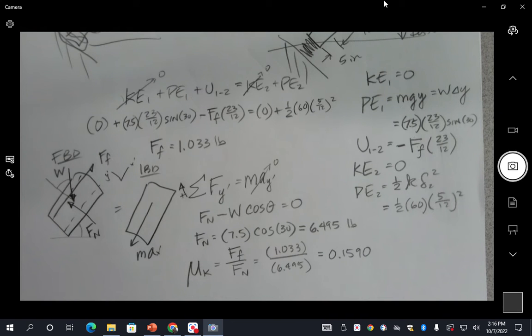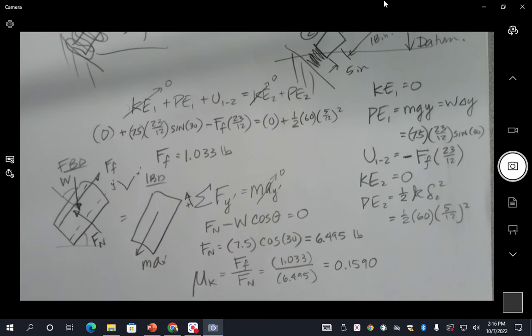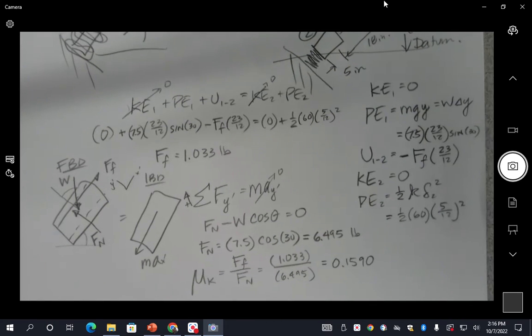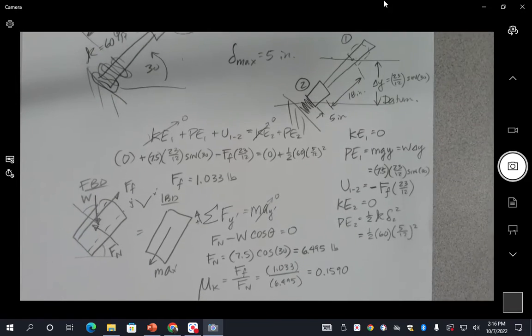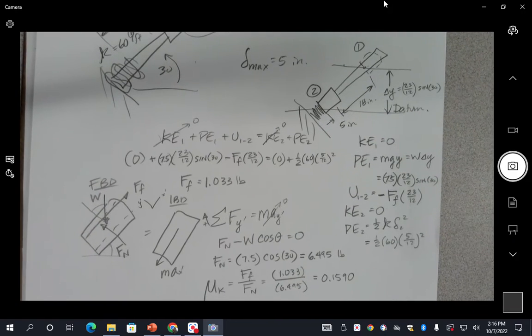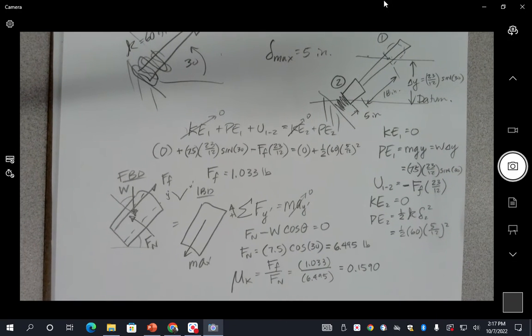So now it is asking part B, the maximum speed of the collar. What do we do for that, do you think? So how do I determine the maximum speed of the collar?